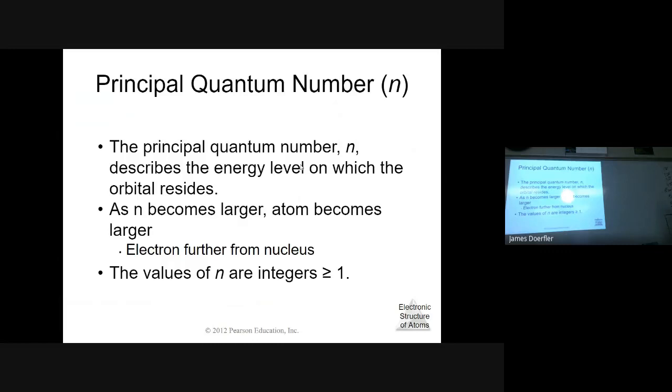So your first quantum number. This is known as your principal quantum number, and it's denoted with the lowercase n. We've seen that lowercase n already in this chapter. And I said to hold on to that because that's what we're going to be using when we start really talking about quantum mechanics. So principal quantum number denoted with n, and this principal quantum number describes the energy level on which the orbital resides.